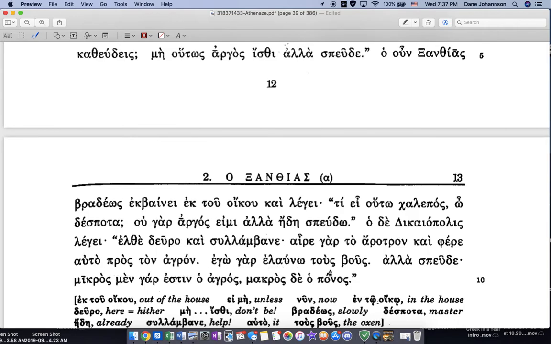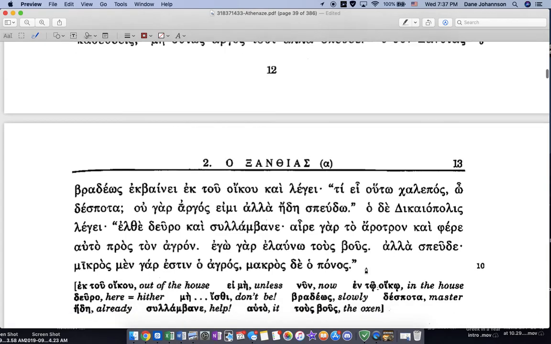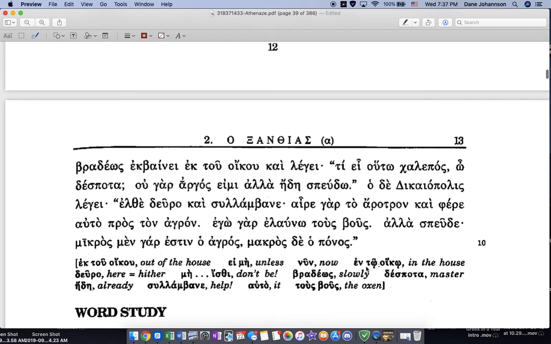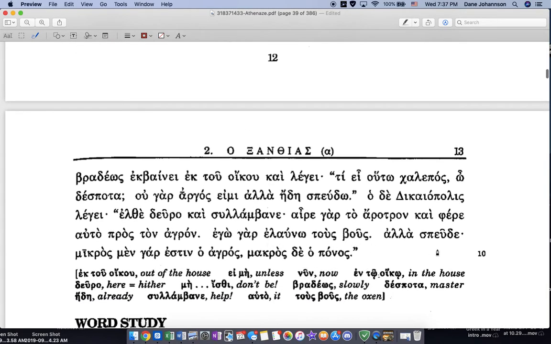Ego gar elauno tous bous, for I, elauno, am driving the oxen. I'm already driving the oxen. Alla speude, but hurry, speude, so another imperative, speude. But hurry. Mikros men gar estin ho agros. So see how easy that is. Argos is lazy, agros is field. Alla speude, hurry, but hurry.